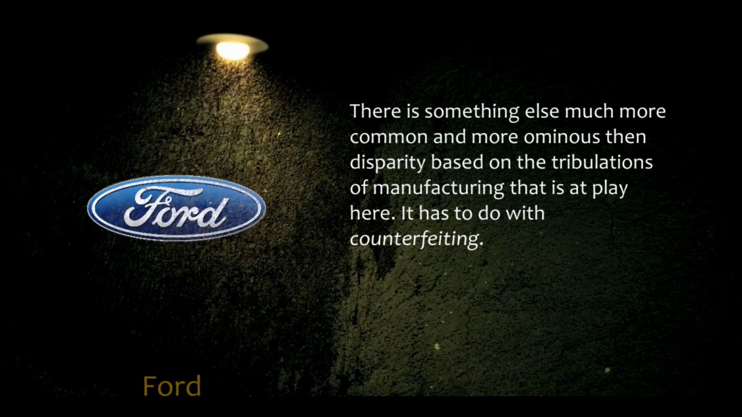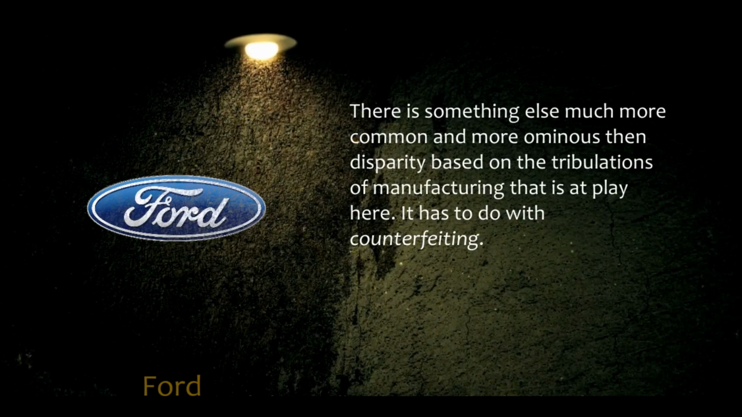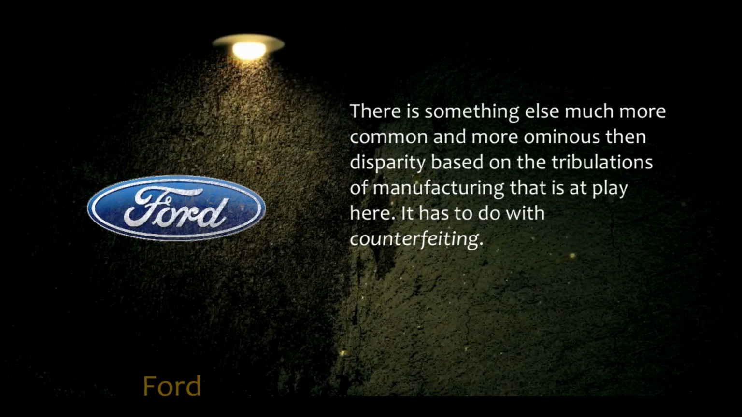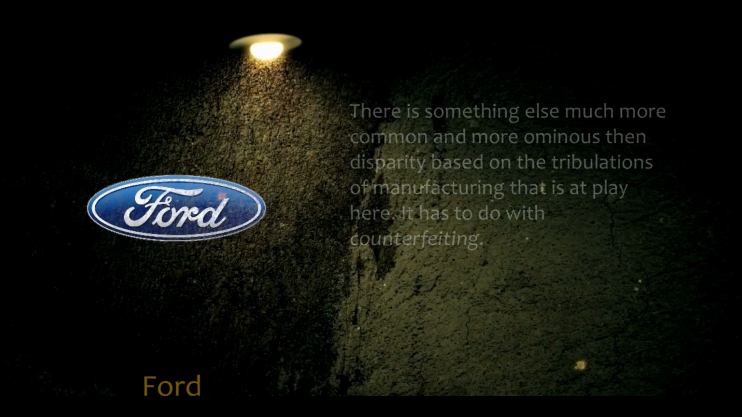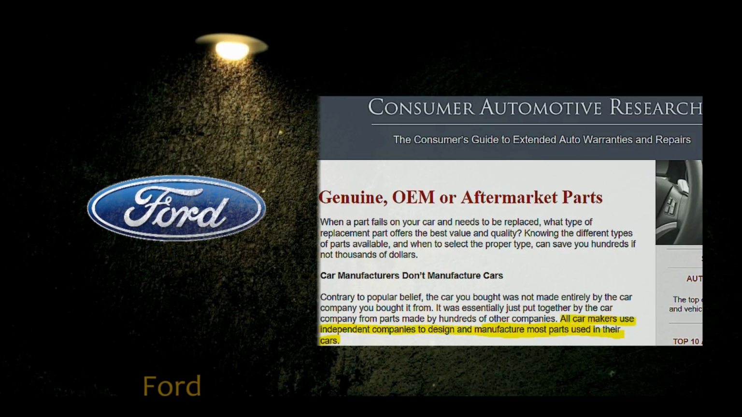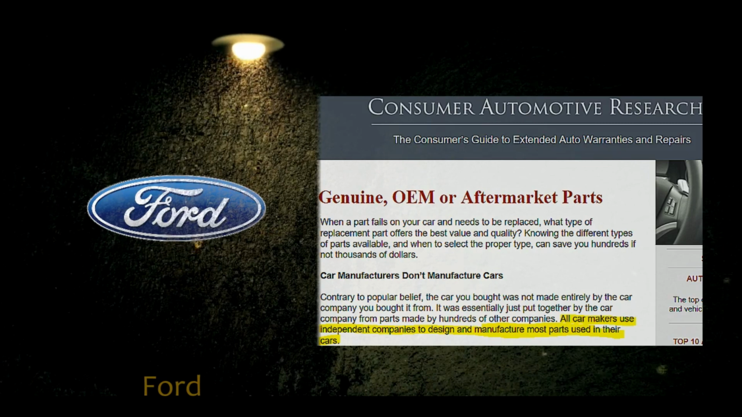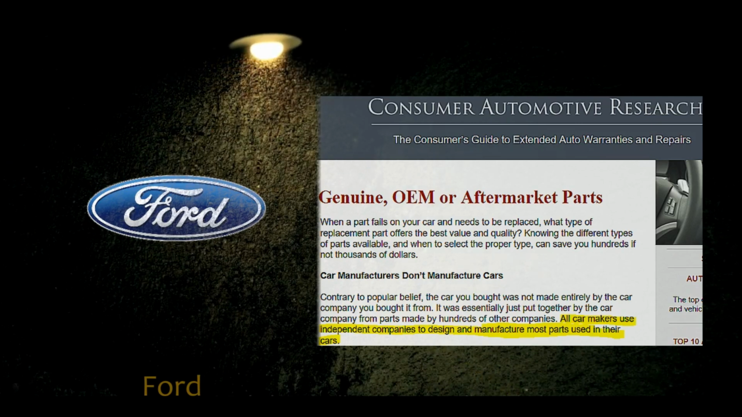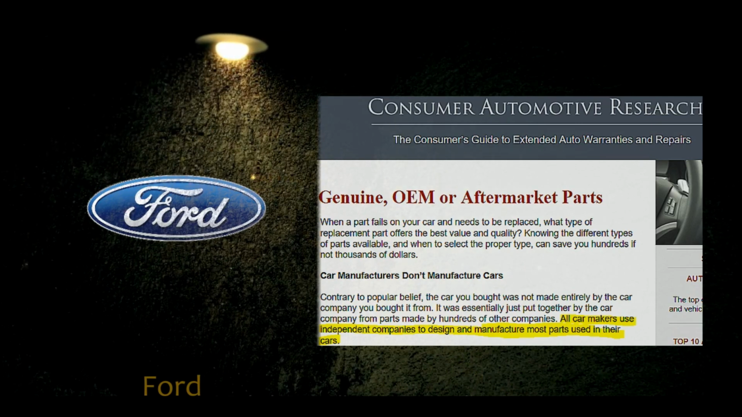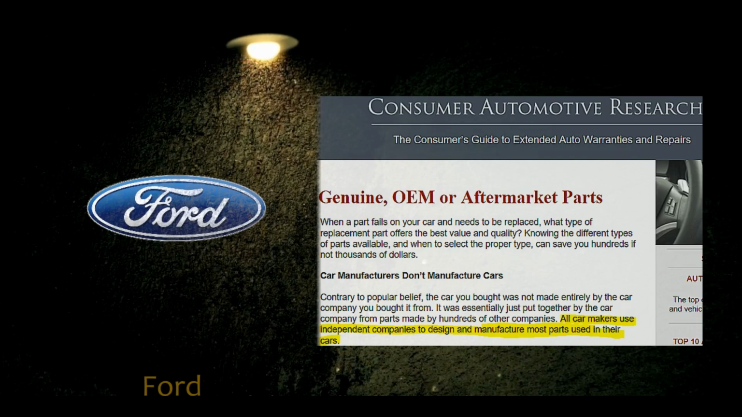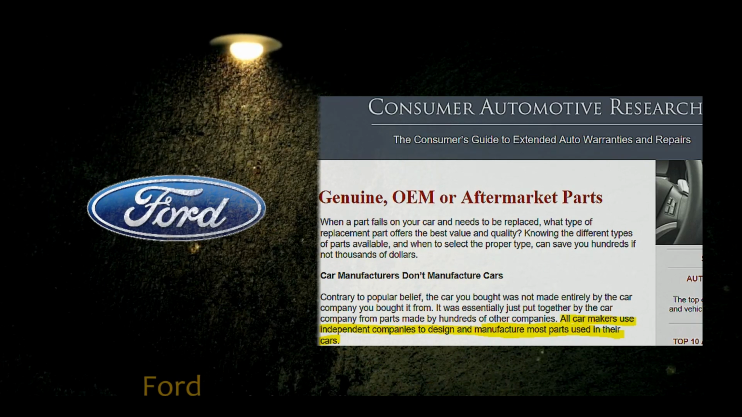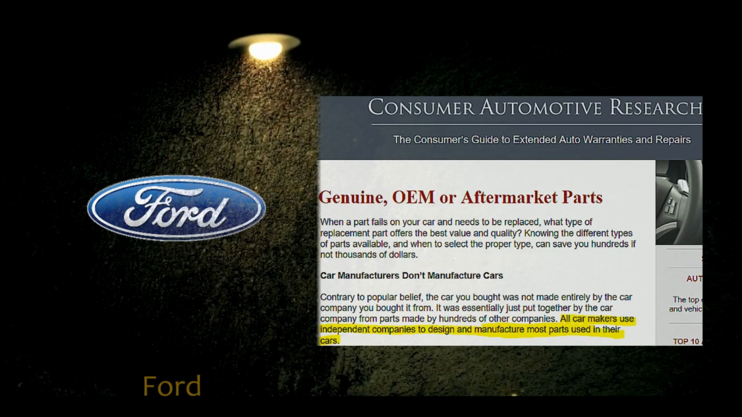OEM parts, or original equipment manufacturer parts, are parts built by a company that originally manufactures the part for the car company, as one can read about here at Consumer Automotive Research. It's the same part in the car, but doesn't have the car maker's logo on it. Further, many car companies also utilize outsourced manufacturers to produce the parts, and then the dealer adds their own logo and packages it in their custom packaging.